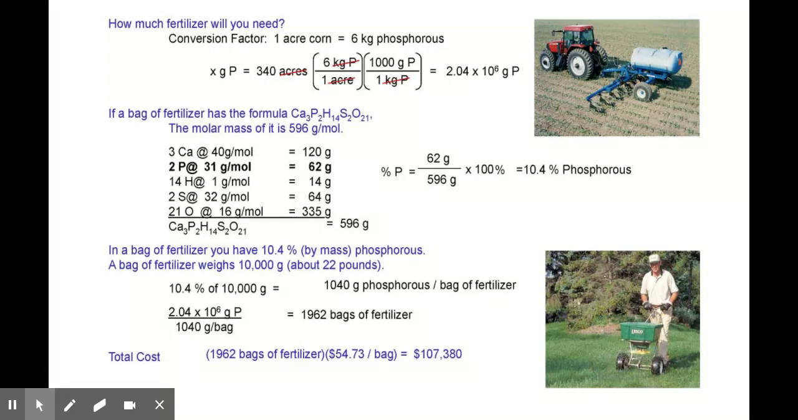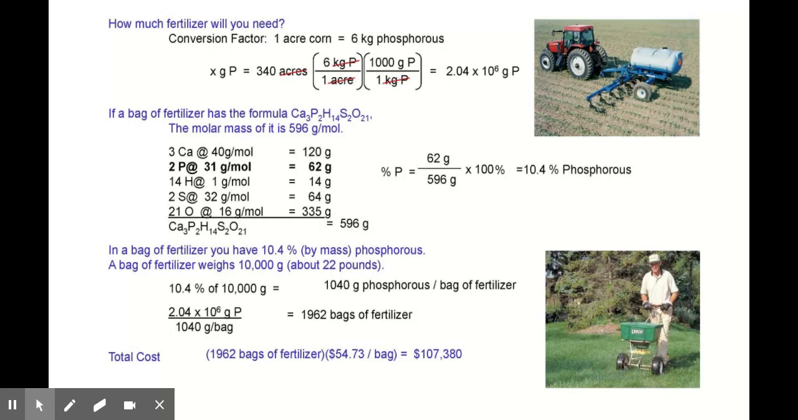Okay, so now that we have the amount of bags of fertilizer that we need to get that phosphorus back up, you can then multiply that. So in the very bottom here, you have 1,962 bags of fertilizer times $54.73 per bag to give you a total of $107,000. Okay, so it's going to cost you roughly $107,000 to fertilize this field. So now this farmer can at this point decide whether or not that is cost effective, whether they want to maybe try something else that might have a higher phosphorus content or is less costly.